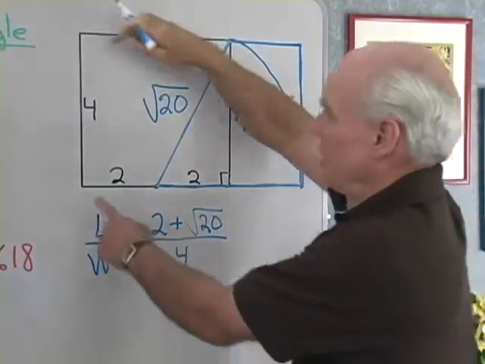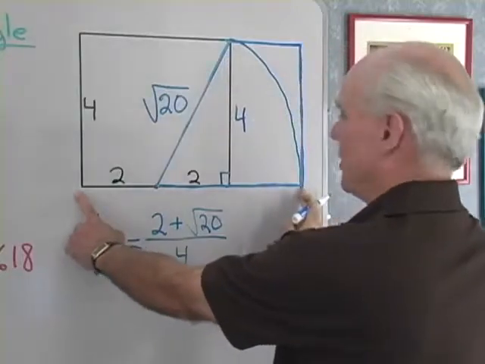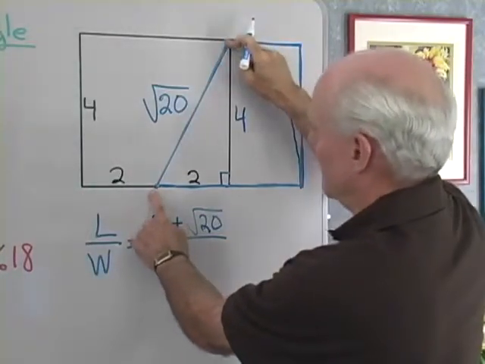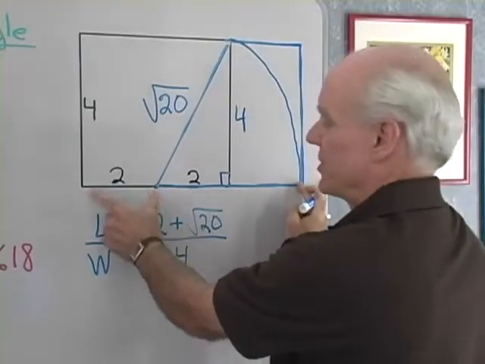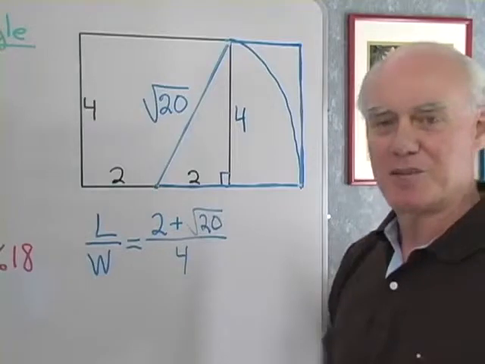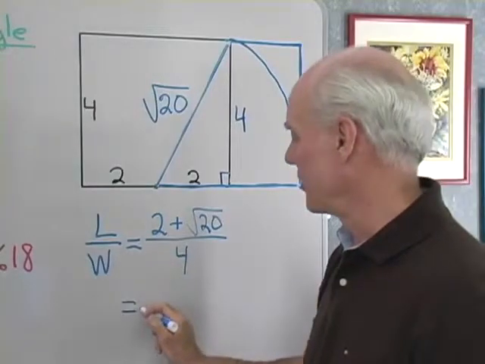So just to go over that again, here's the width, 4. Here's the length right here, which is 2, plus this length, which is the same as this length, or square root 20. So 2 plus square root 20 for that. Well, this should come out to be the same as my other one, so let's see what I can do here.